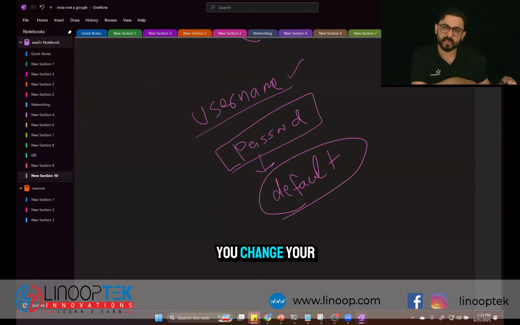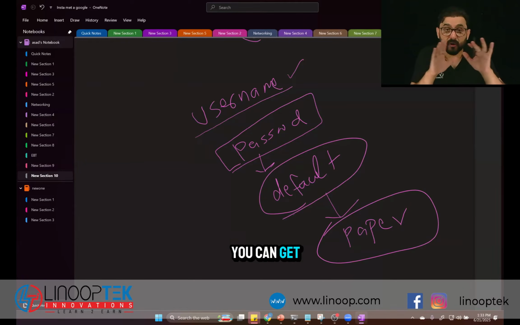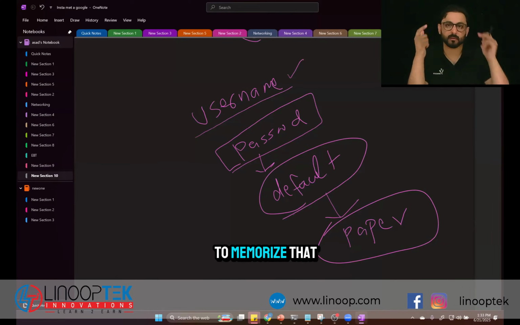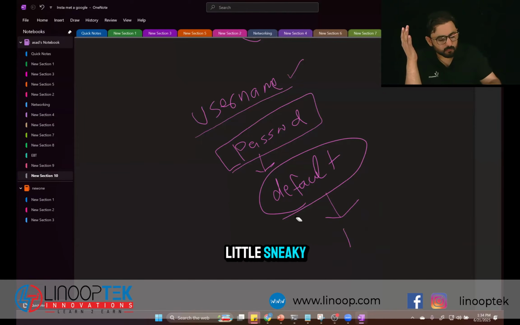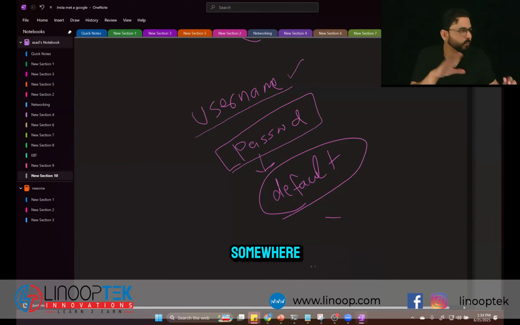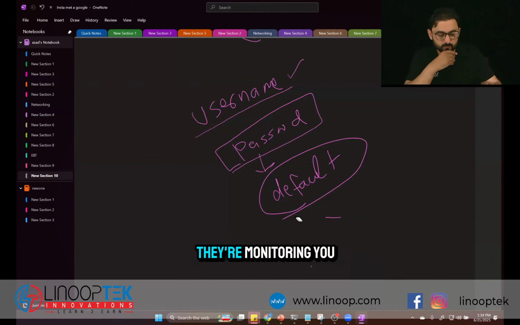But once you change your default password, you will never write it down on a piece of paper and save it somewhere. You cannot do that. You can get fired for this. You just have to memorize that. You have to store it in your brain. And if you want to be a little sneaky, maybe save it in your phone somewhere when nobody's looking at you. But the minute you walk into the organization, there are cameras everywhere. They're monitoring you.